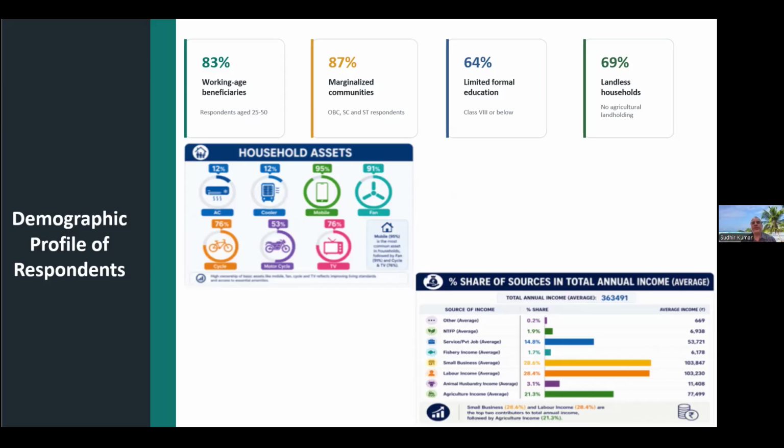AC is 12%, cooler is 12%, mobile 95%, fan 91%. Mobile 95, that's a fact. Fan is very good, of course everyone has it. Cycle has 76%, two-wheeler, which is motorcycle or moped, 53%, and TV 76%.